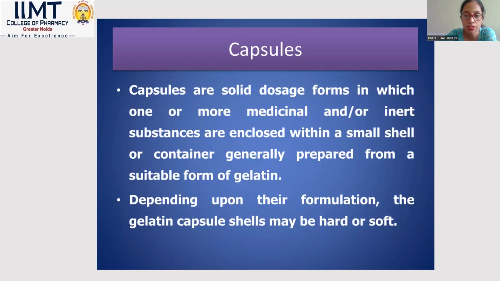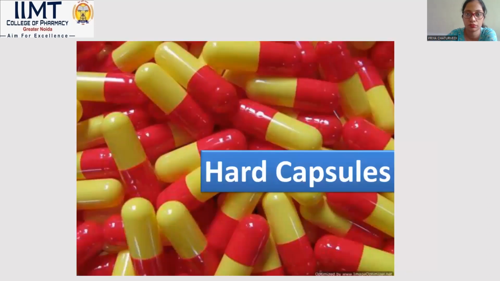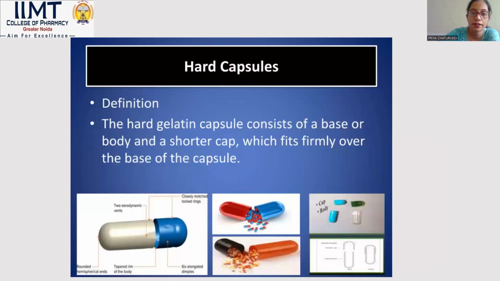Gelatinum, which is generally prepared from a suitable form of gelatin. Depending upon their formulation, the gelatin capsules may be hard or soft. Now, what are hard capsules? Hard gelatin capsules consist of a base or a body and a shorter cap which fits firmly over the base of the capsule.